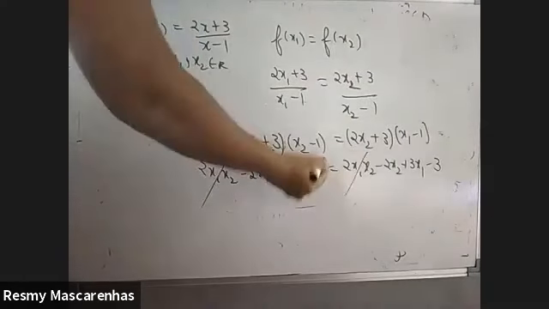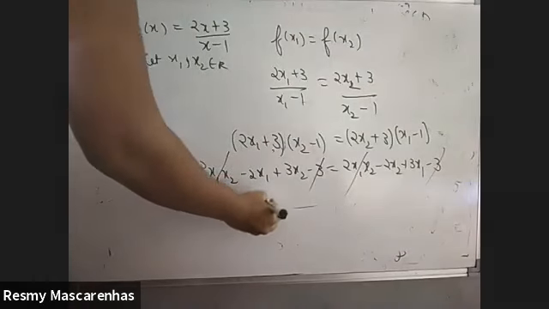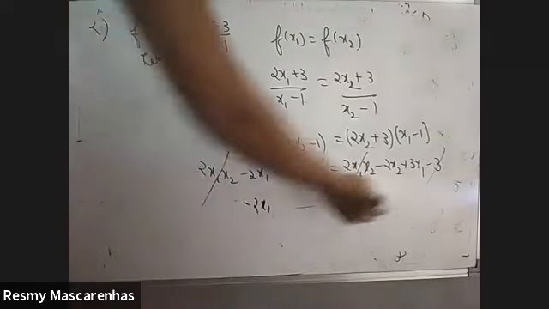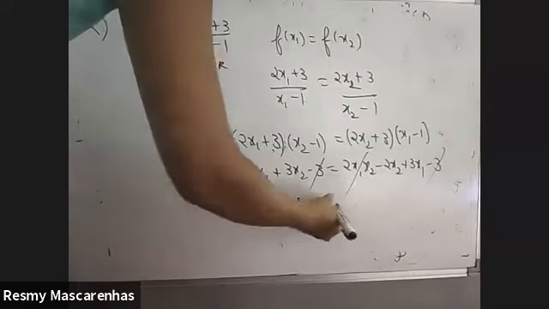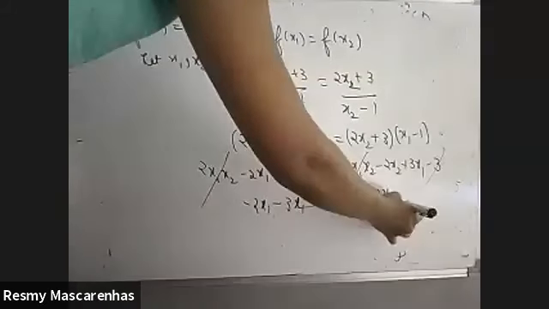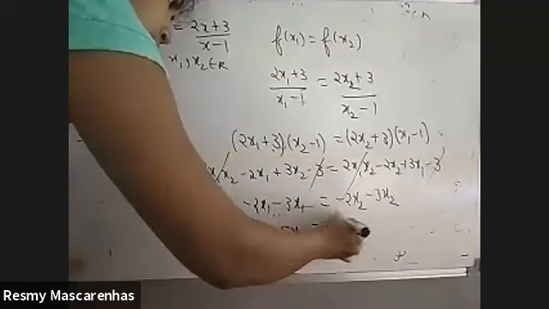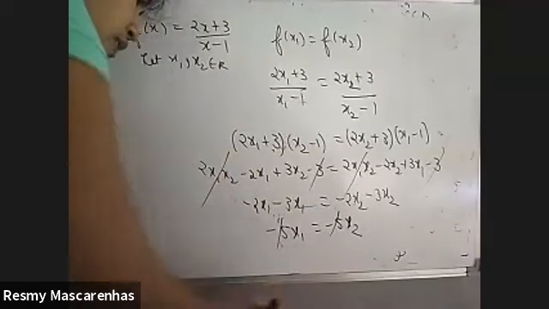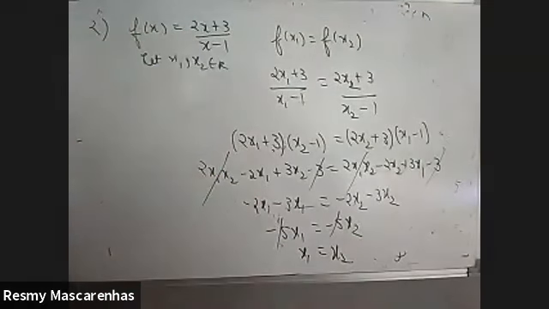This will go, -3, -3 will go. Bring x1 on one side, same way x2 on the other side. So that will be, -5 will cancel on both sides. So x1 equals x2. That's why it will be a one-to-one function.